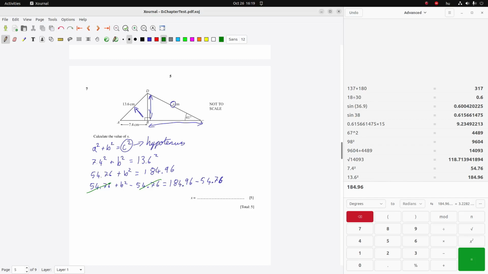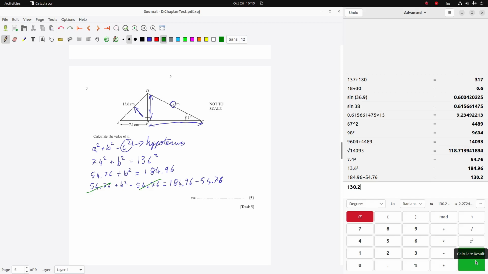We get 184.96 minus 54.76 equals 130.2. So we end up with b squared is 130.2. And then we're gonna square root both sides, just like last time. What's the opposite of squaring? Square rooting is the opposite.